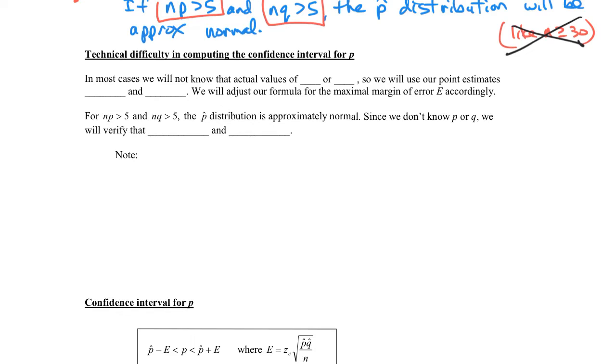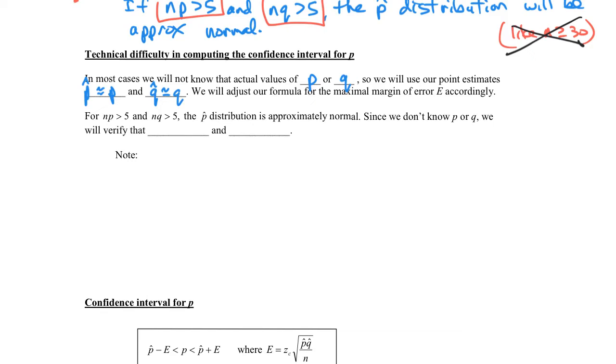But for those of you who are still awake, you might notice something about checking these. And you might say, well, how do we check this if we actually don't know what P and Q are? Well, that is a problem. The theory says that if these two things are true, then the P hat distribution will be approximately normal. But we can't check these because we don't know P and Q. So here's how we deal with this. This is our little technical difficulty. So in most cases, we will not know the actual values of P or Q. So what we do, and what everybody does in this case, is we use our point estimates, P hat, which we're hoping is approximately equal to P, and Q hat, which we're hoping is approximately equal to Q.